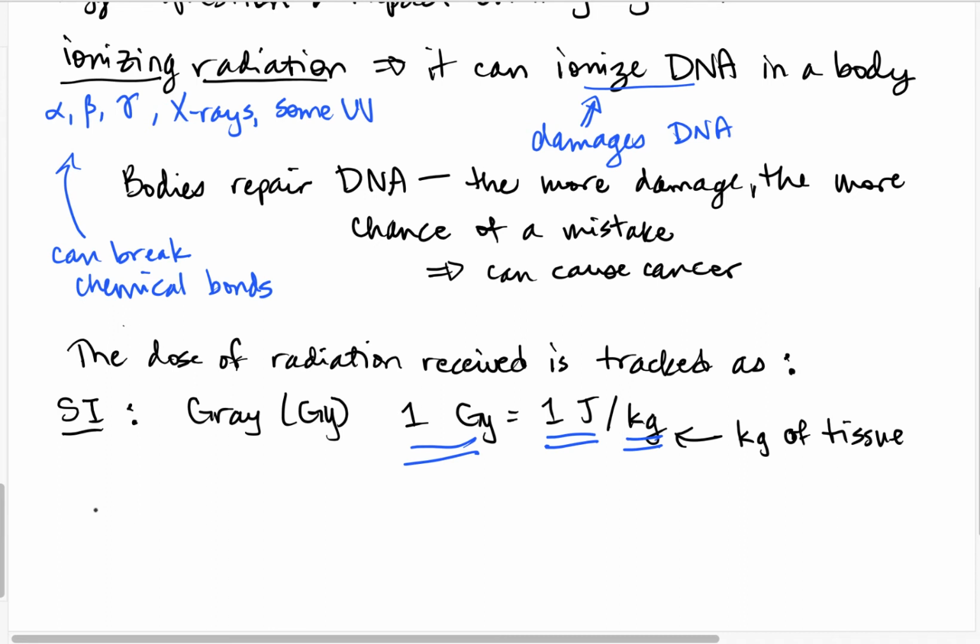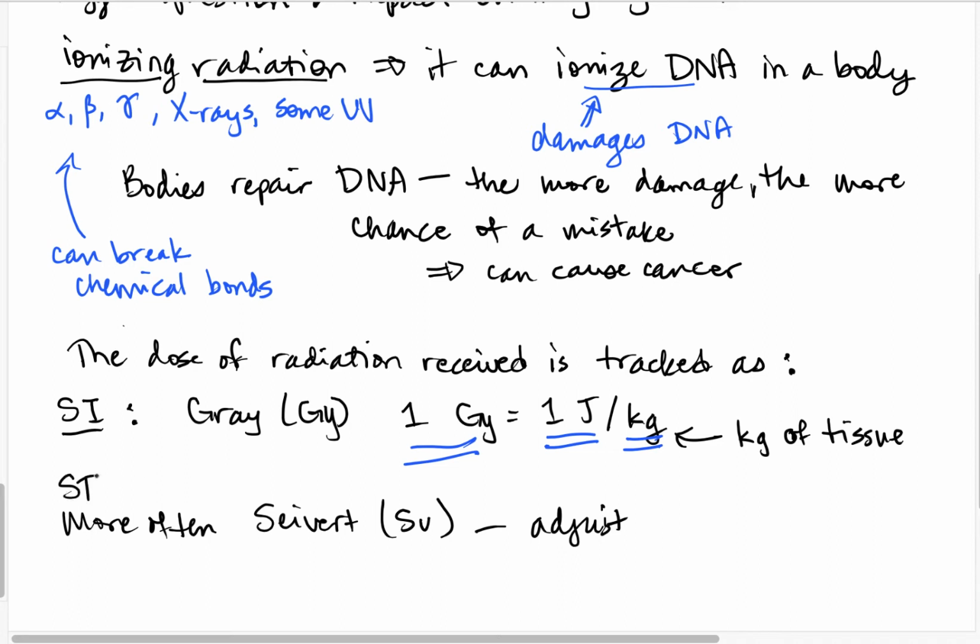More often, I see people using the sievert. And the sievert is adjusted. This is also an SI unit. So, this is adjusted not only for the amount of tissue, but it's adjusted by the penetrating power of the radiation too.